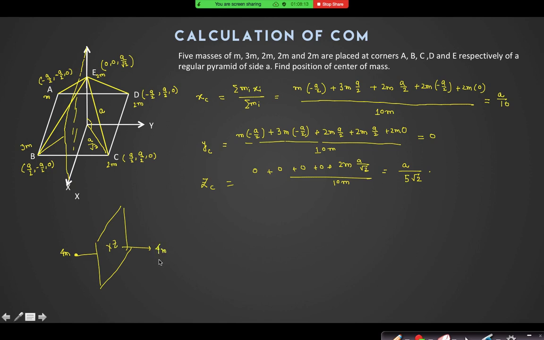Sir, half of E. The 4m. Right? And E lies on the xz plane, so I will not take the mass E. E is a point object, right? So it lies on the xz plane.